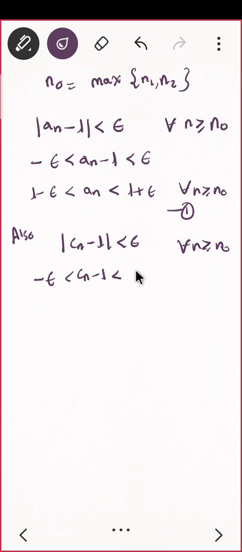Can somebody think of that? Because till now I have not used something which is given in my question. I have not used that. So I wanted to use it. This is L minus epsilon, this is L plus epsilon for all n greater than or equal to n naught. Why am I breaking? Why am I making an and cn separate?